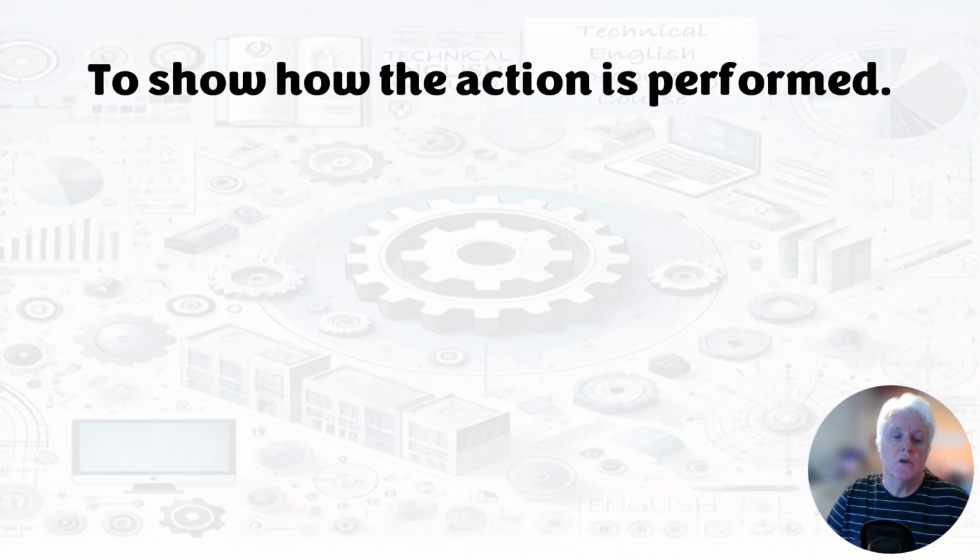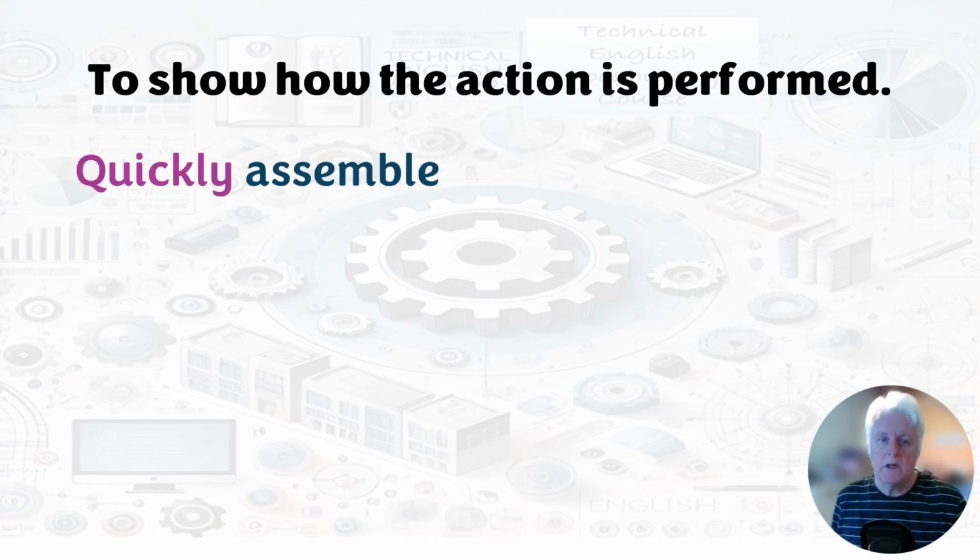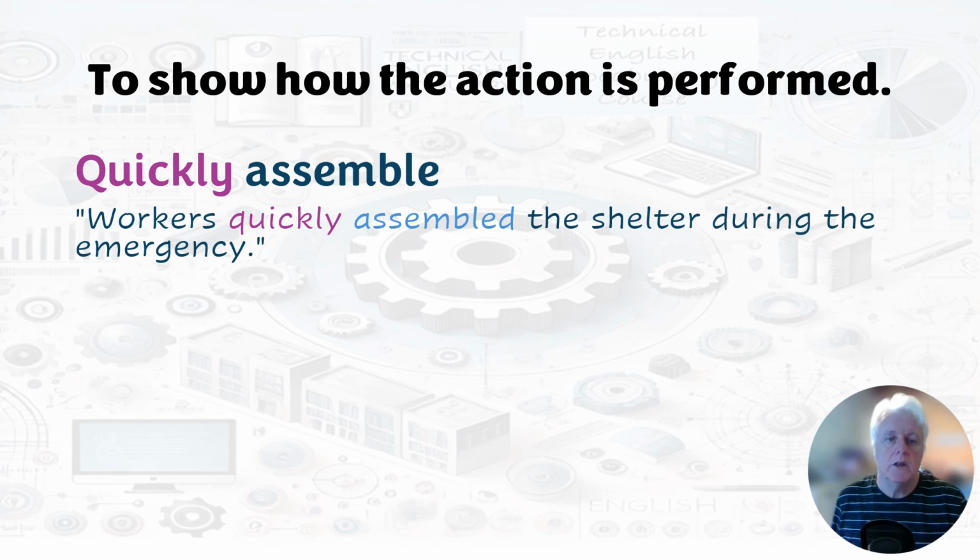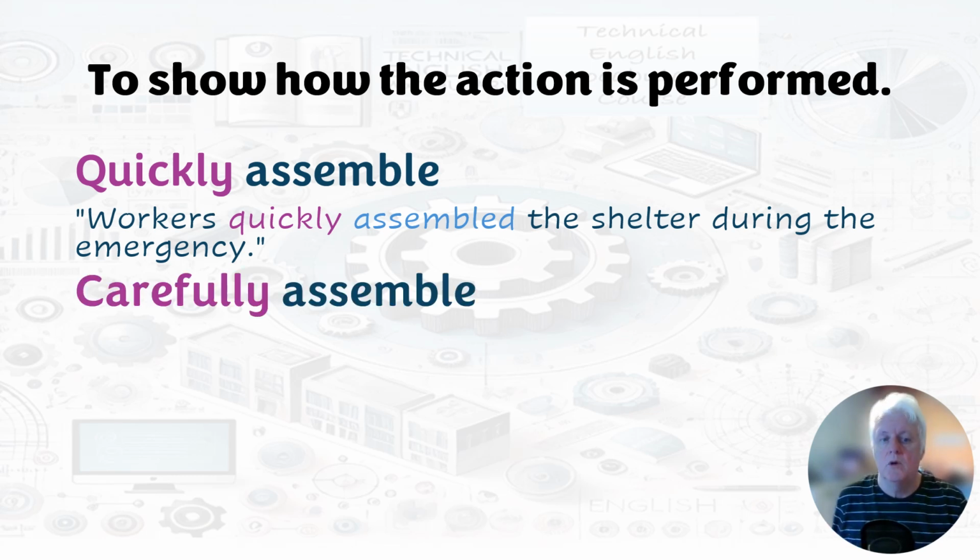If you'd like to talk about or show how the action is performed, you might use the following phrases. You can use quickly assemble. You might use it like this: workers quickly assembled the shelter during the emergency. You can talk about carefully assemble.